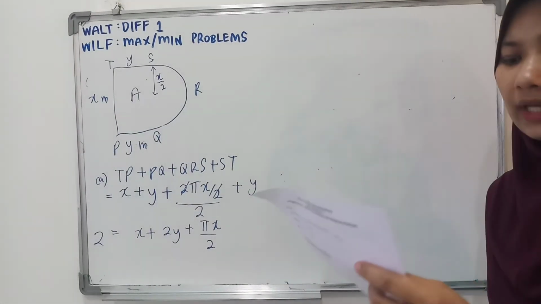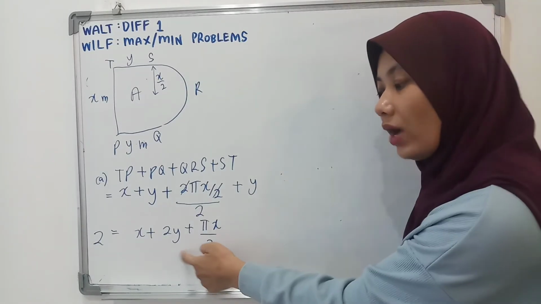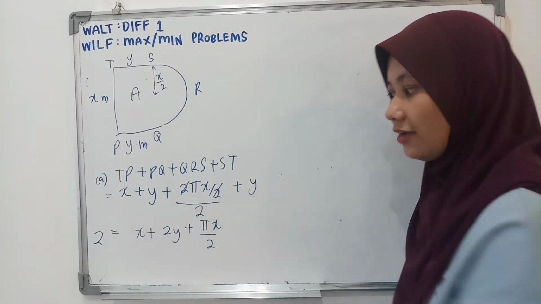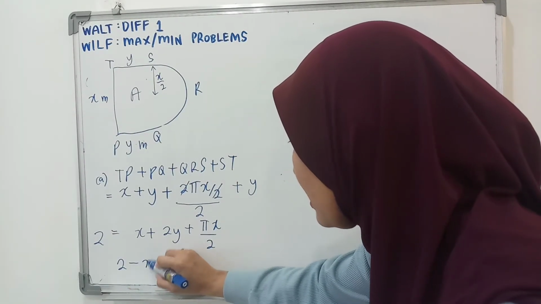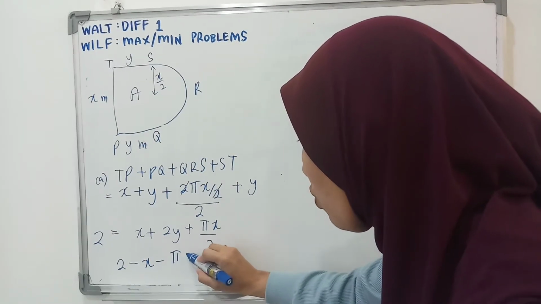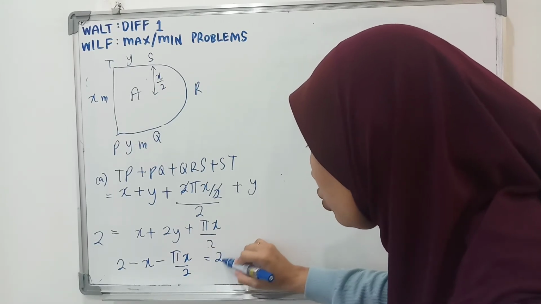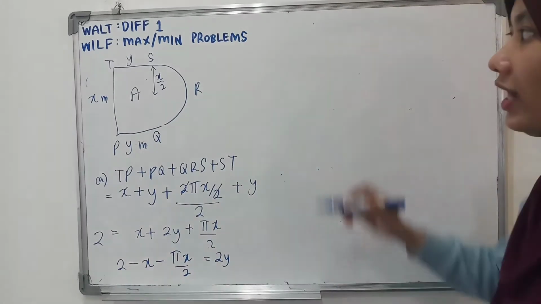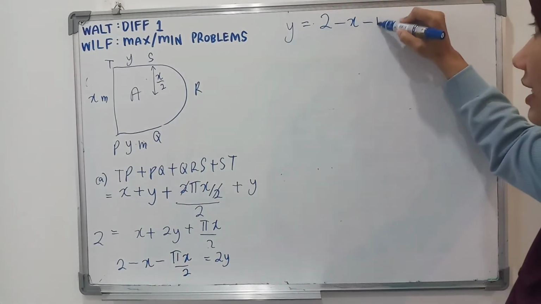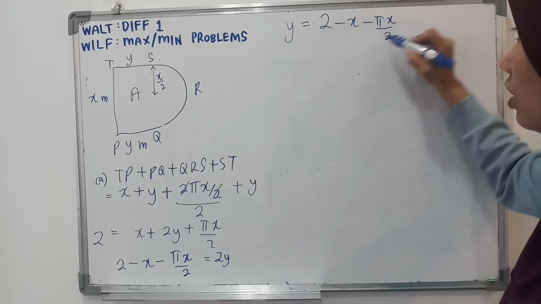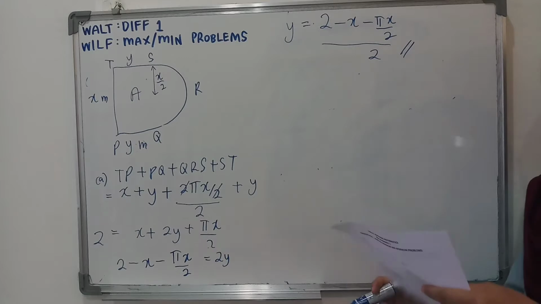So the question asks us to express Y in terms of X. That means you need to leave Y as your subject. So rearrange everything. You will get 2 minus X minus pi X over 2 equals to 2Y. I don't want 2Y, I want Y only. So therefore Y equals to 2 minus X minus pi X over 2, over 2. Settle. Done with A.